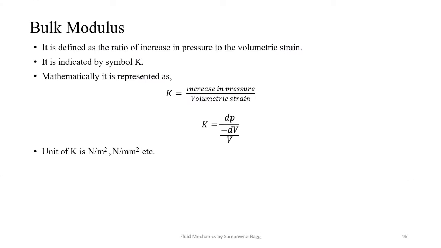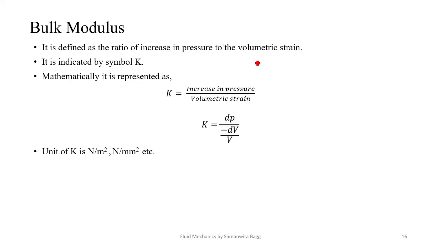Everyone, welcome to the next session of fluid mechanics. In this session, we will be discussing two more properties of fluids. One is called bulk modulus and the other is called compressibility. Let's talk about the first term, that is bulk modulus. It is defined as the ratio of increase in pressure to the volumetric strain.